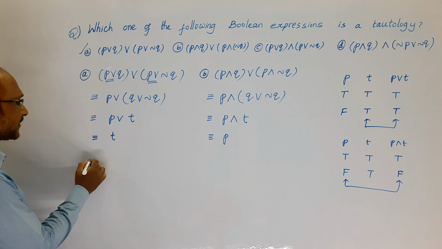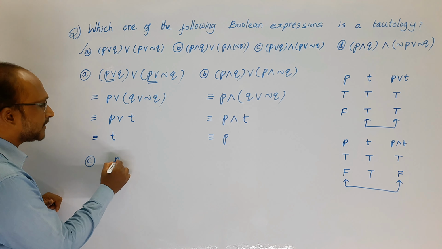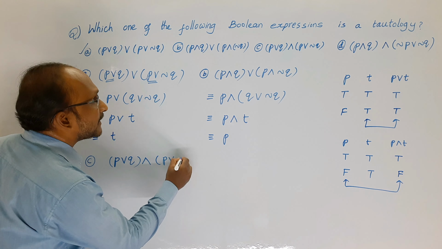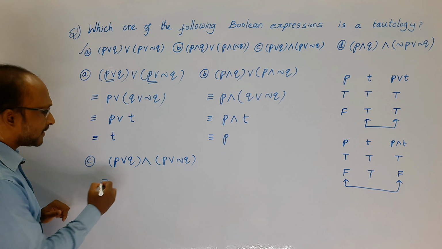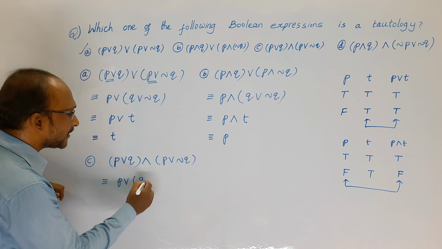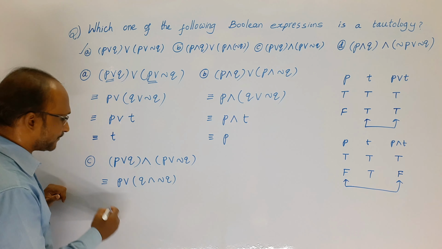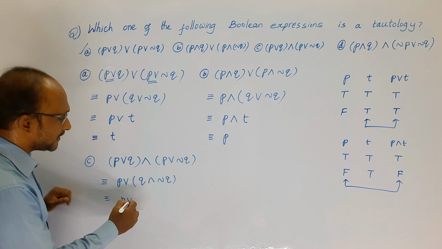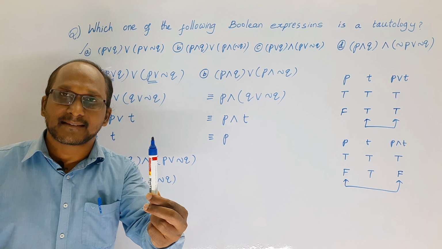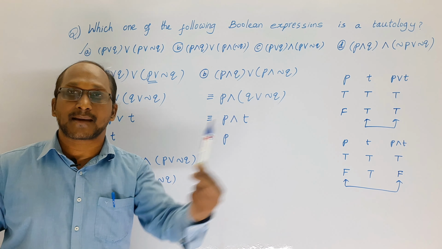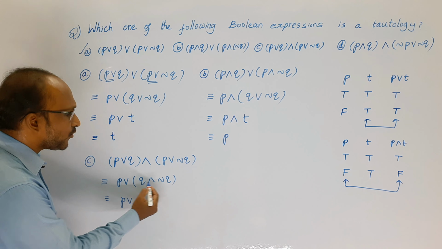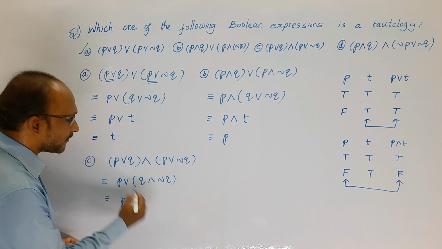Let us take the third one, that is C, P or Q and P or negation Q. Here also by the distributive law we can write it as P or (Q and negation Q). But we know that Q and negation Q is always false. A simple example: it is a marker and not a marker. Is it true? It is an absolutely wrong statement. That's why Q and negation Q is always false.